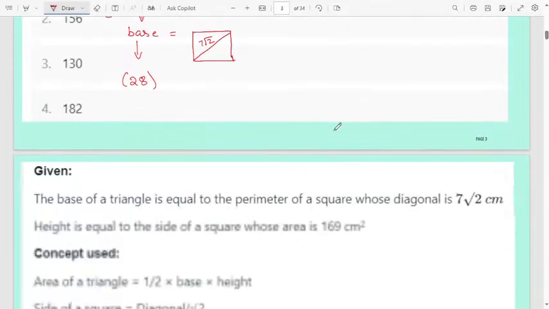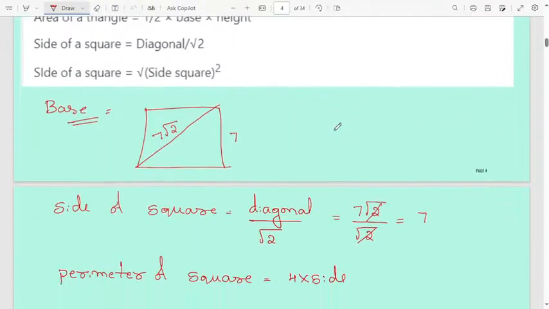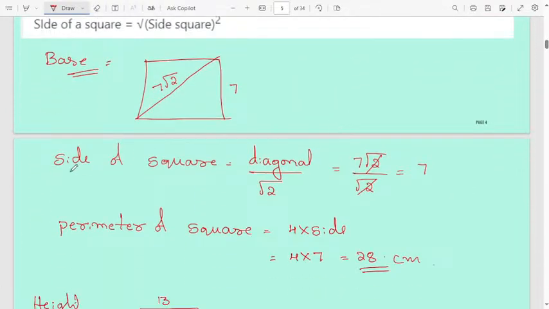I solved here in detail. First, the base, how to solve? The side of a square is nothing but diagonal divided by root 2. Root 2 gets cancelled, it will be 7. Then base will be equal to perimeter of a square, 4 into side, 4 into 7, it is 28 centimeter. This is the value of the base of a triangle.